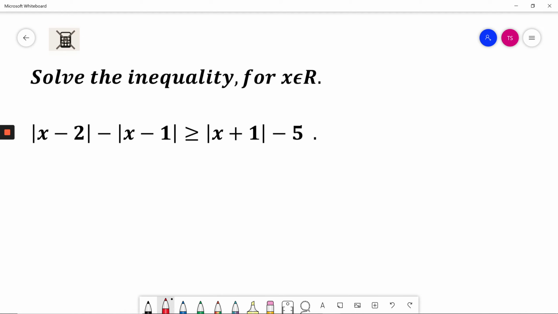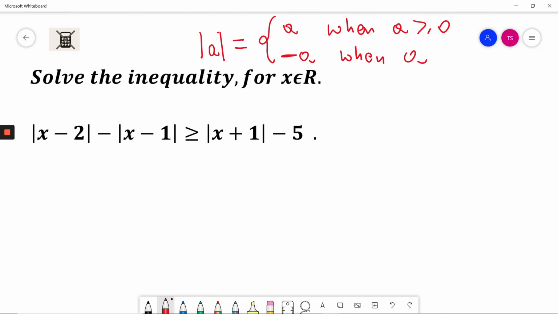I will start from the definition of absolute value. The absolute value of A is just A when A is more or equal to 0, and the absolute value of A is minus A when A is less than 0. So absolute value changes negative to positive and doesn't do anything with positive, just positive stays.